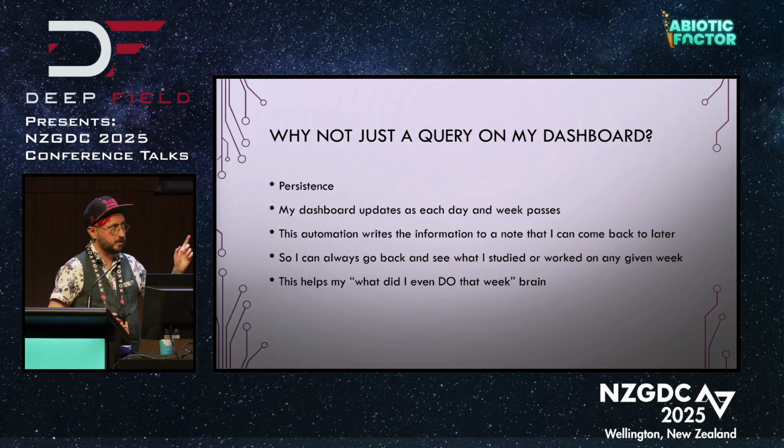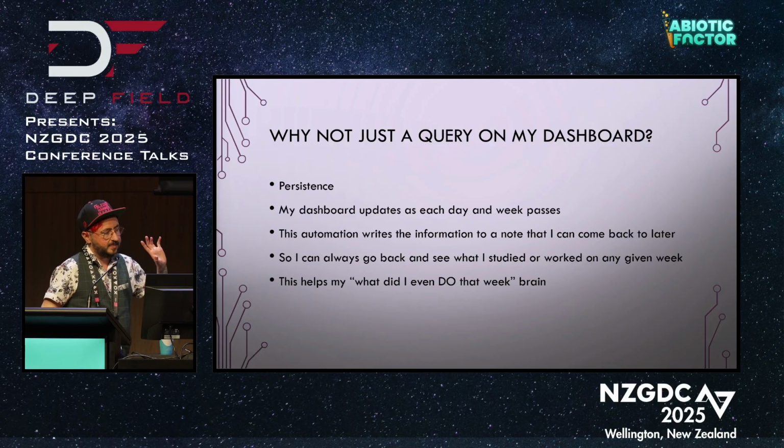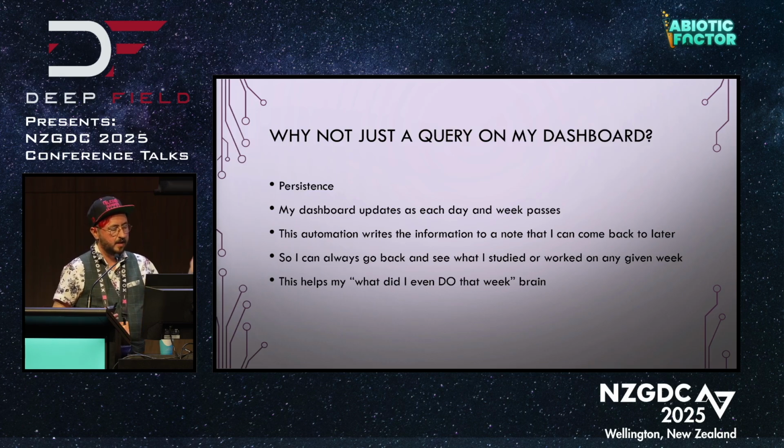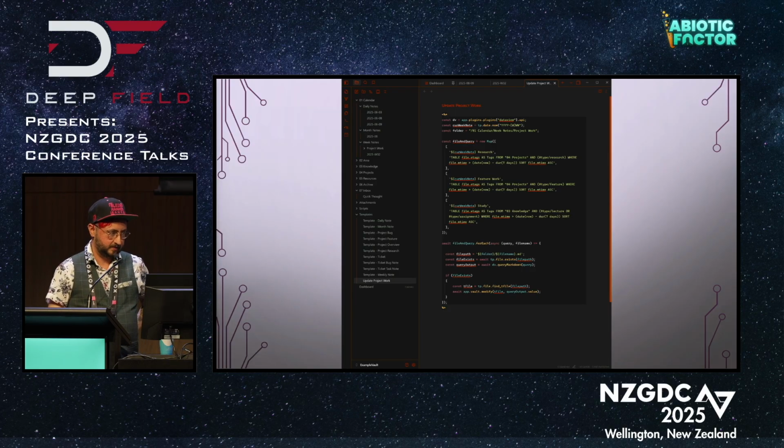Persistence. A lot of these queries that I've shown you on my dashboard, they relate to a moment in time, and when that time has passed, they display the next moment in time. So I can't go, what did I do last month on my dashboard? It will just show me what I did that week. My brain is very, what did I even do that week? And I needed something that I could go back and check. So that's why I started doing this.